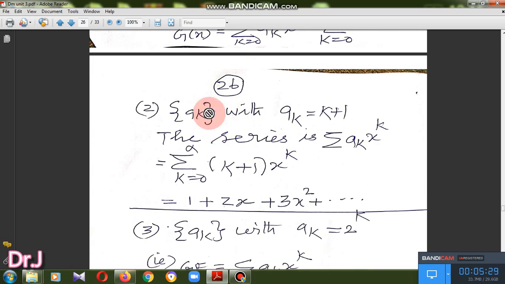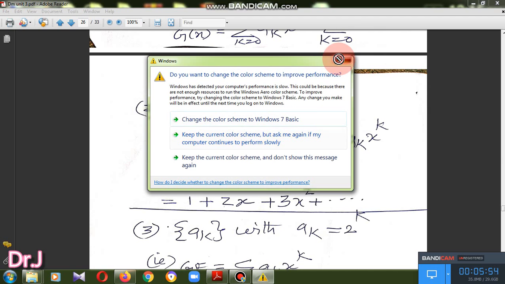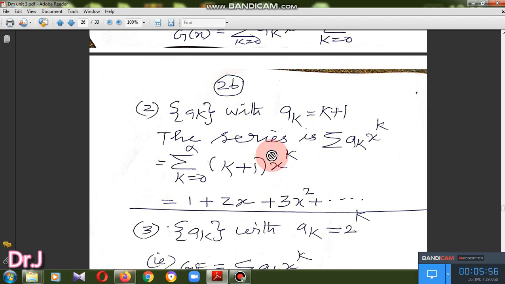Now the other problem I am taking: the sequence is ak, where ak means k plus 1. Look at this. That sequence I am taking here. Suppose a1 is 1 plus 1, a2 is 2 plus 1, 3, a4 is 4 plus 1, 5. If the sequence is defined like that, then what would be the generating function?